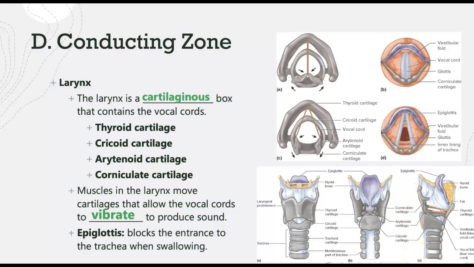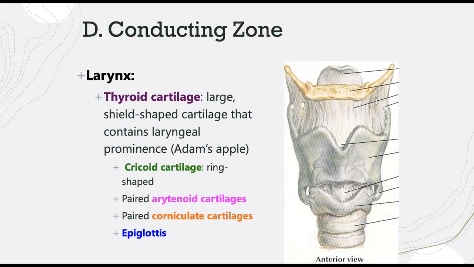Let's now take a little bit of a closer look at where those cartilages lie. So first will be your thyroid cartilage. This is that large shield-shaped cartilage that is going to contain right here that laryngeal prominence and is known as the Adam's apple. Our cricoid cartilage sits inferior to that and is ring-shaped.